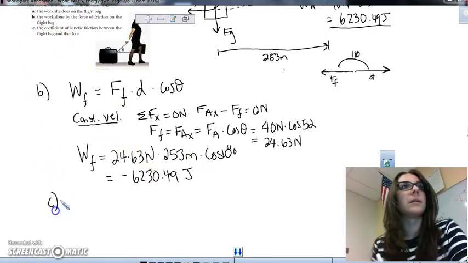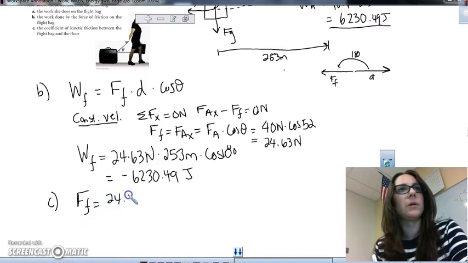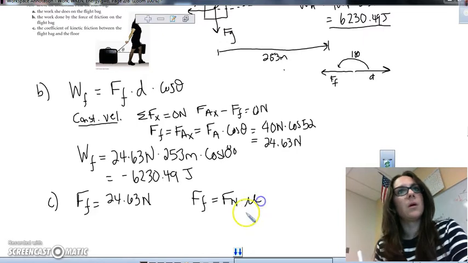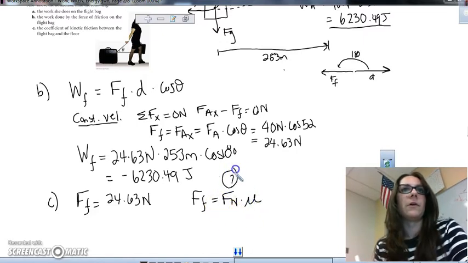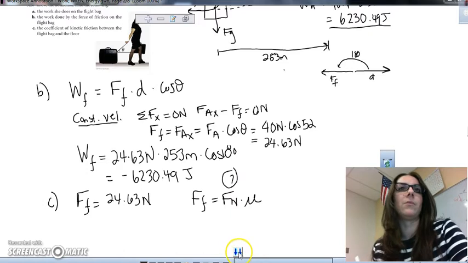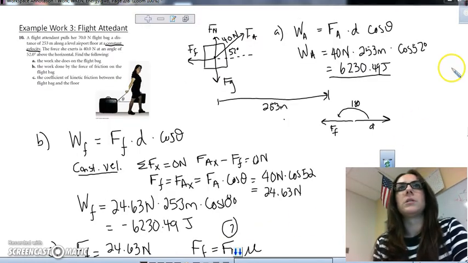So let's take a look at the last question, the coefficient of friction. Now that we have the frictional force as 24.63 newtons, what is force friction? Well, force friction is force normal times mu, which means we now have to figure out force normal. So this is more of a Newton problem.